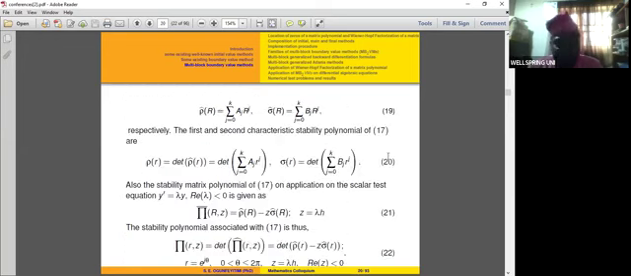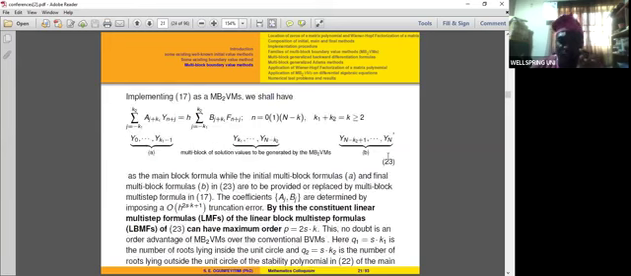Also, we have the first and the second characteristic matrix polynomials of 17, which are given in equation 19. Then, when we find the stability polynomial for the multi-block initial value method, we have it in equation 20. Then for the stability of the method as a whole, when you apply it on the scalar Dahlquist test equation, you have equation 22, where z equals lambda h, and the real part of z must be less than 0.